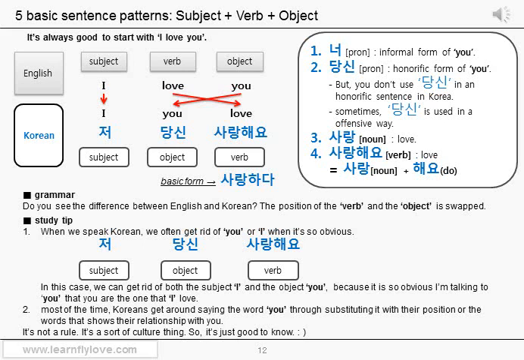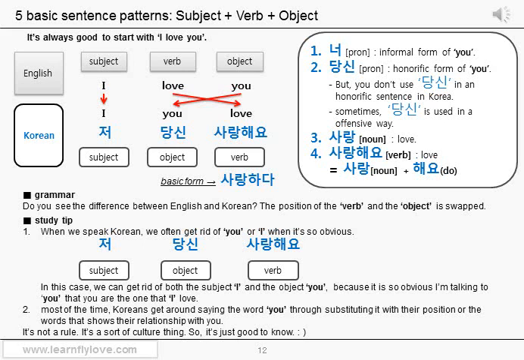Furthermore, most of the time, Koreans get around saying the word you in an honorific sentence by substituting it with someone's position or the words that show someone's relationship with you. You don't even call a stranger 당신 in Korea. Koreans don't call each other by name normally unless they are close friends of the same age. We'll learn about this in lesson 4 again. It's not a rule, but it's kind of a culture, therefore good to know.